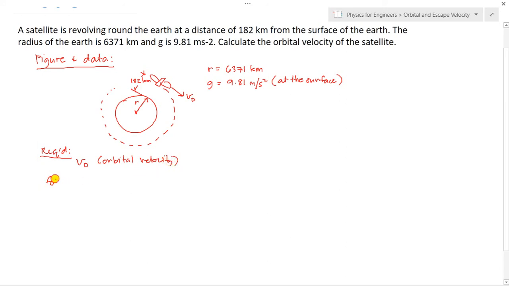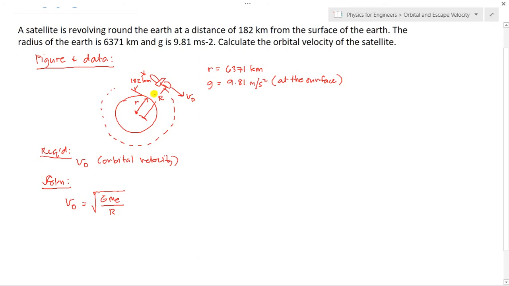So, solution. We can use the general formula. The general formula for VO is equal to the square root of G ME all over R, the big R. The big R is the distance between the Earth's center and the location of our satellite. So this is now our R, which is equal to the sum of the radius of the Earth and the distance of the satellite from the surface of the Earth.